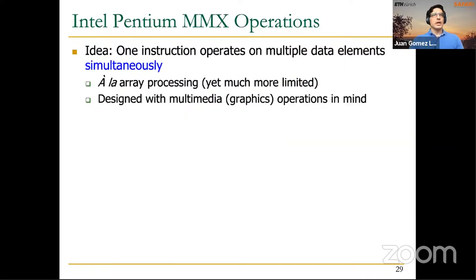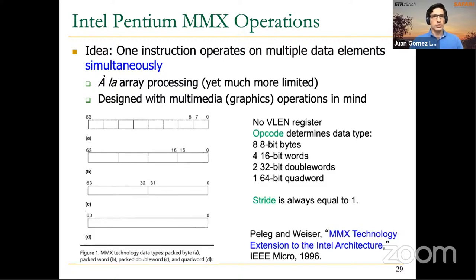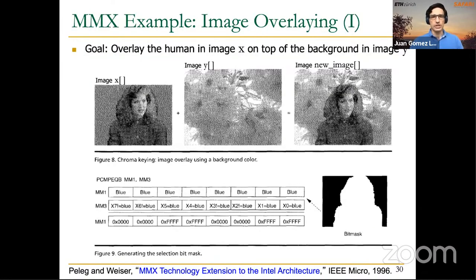Let's take a closer look at the Intel Pentium MMX operations as an example of this SIMD extension. If you have, for example, a 64-bit adder or ALU, you can operate on 64-bit elements, or you can operate on two 32-bit elements at once, or four 16-bit elements, or 8 bytes, right? Recall, we said before that it was a challenging task to program using SIMD operations, or SIMD instructions. We are going to see now an example of how to use MMX instructions.